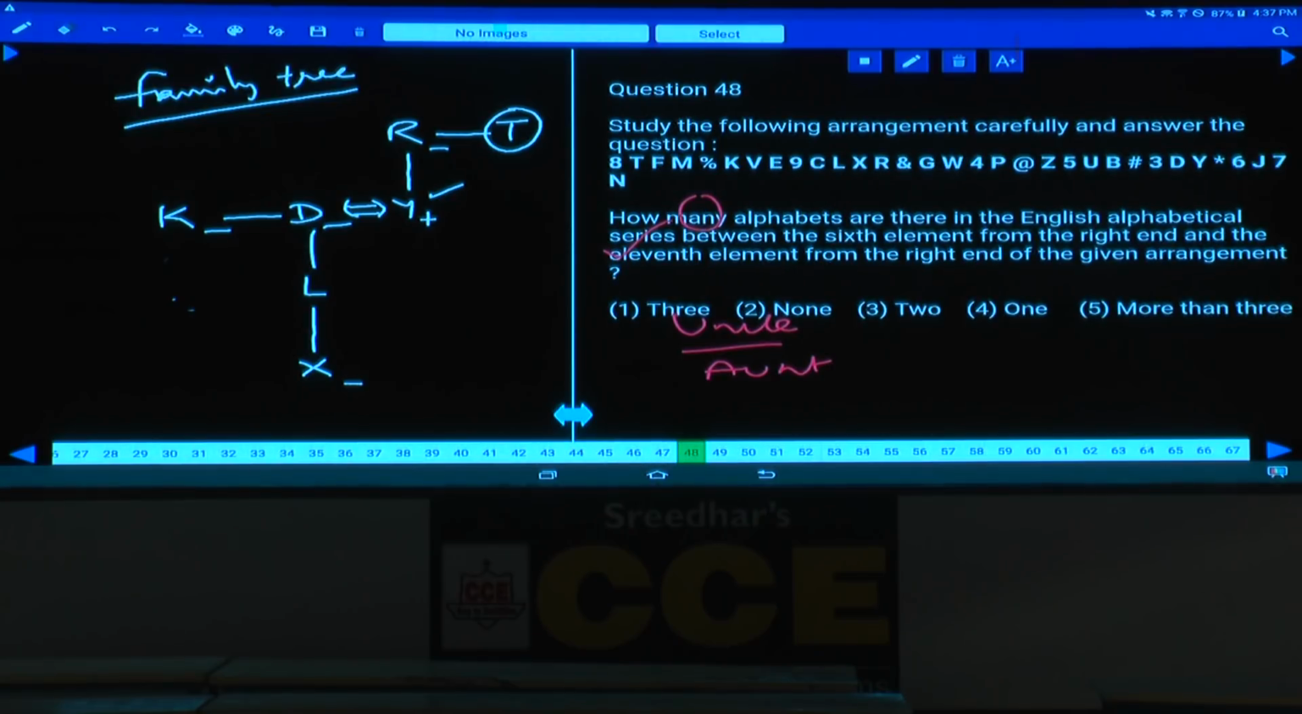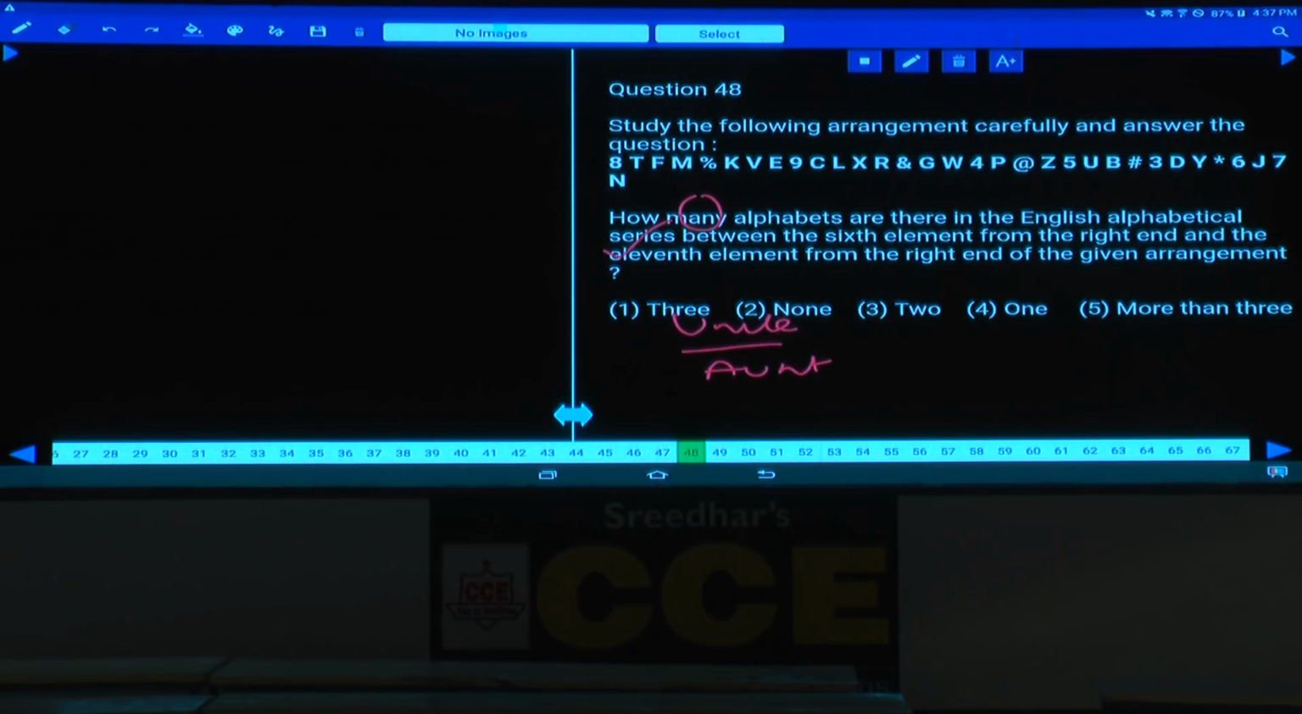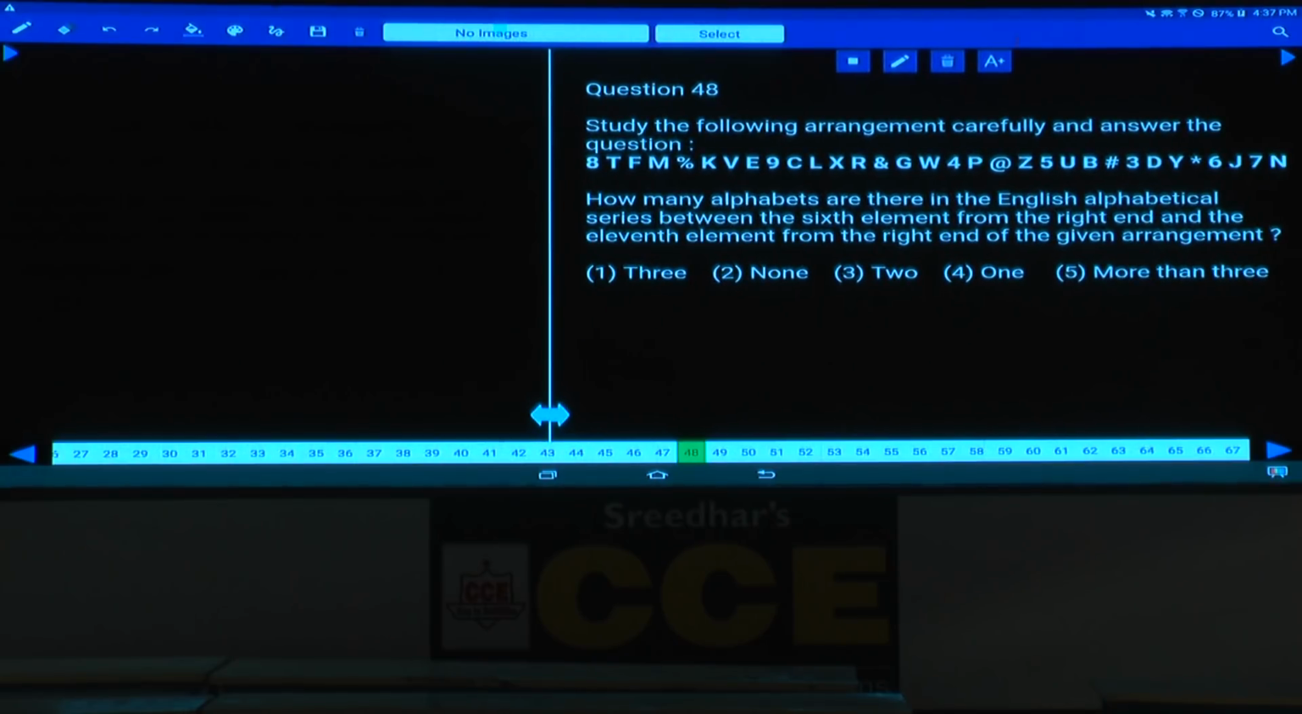Then next one. Question number 48 onwards, 48 to 52, these questions come under sequence of letters, numbers and alphabets. Letters, numbers and symbols were given. How many alphabets are there? Now the question is about a letter. In the English alphabetical series, the sixth letter from the right hand. Tell me what the sixth letter from the right hand is here. Sixth element from the right hand.